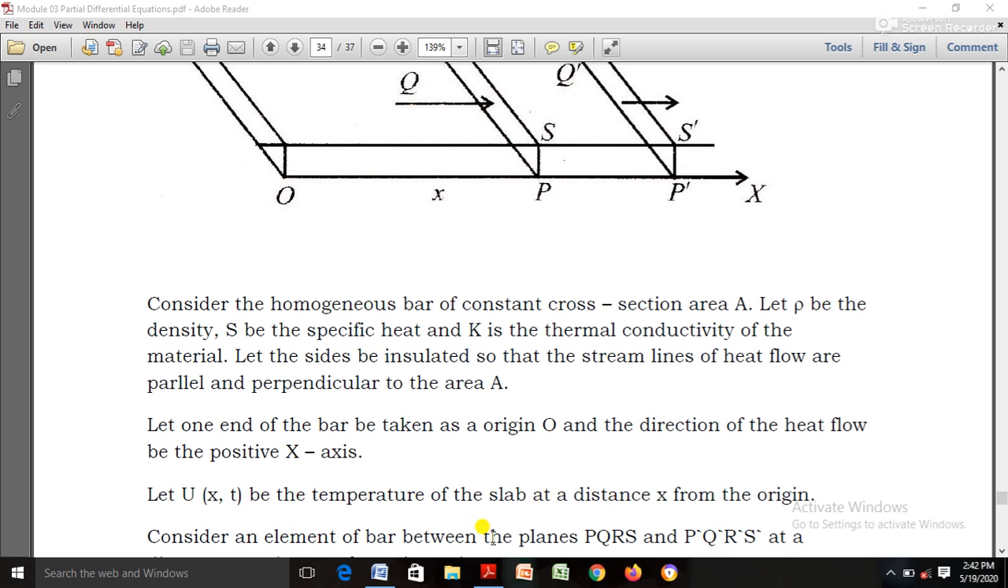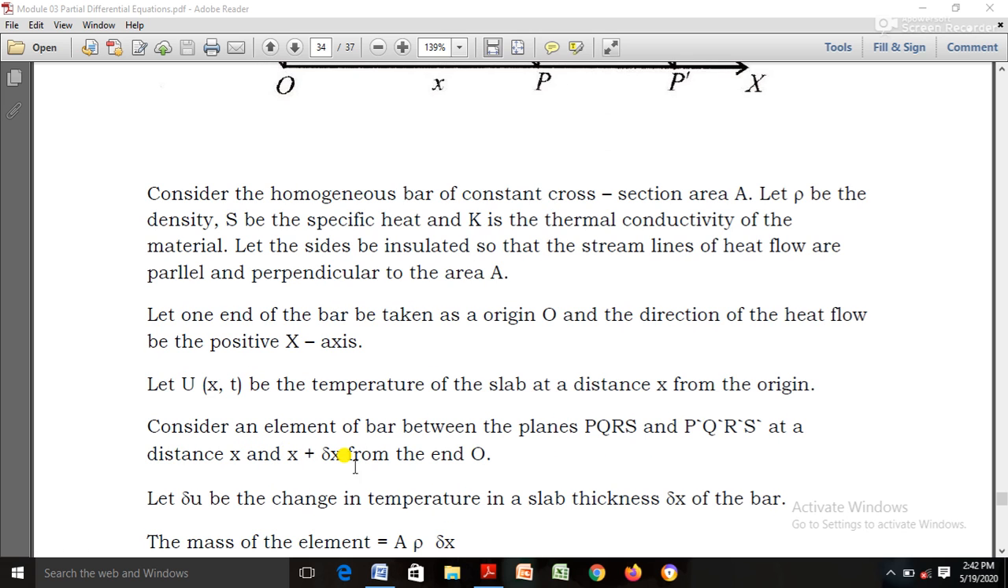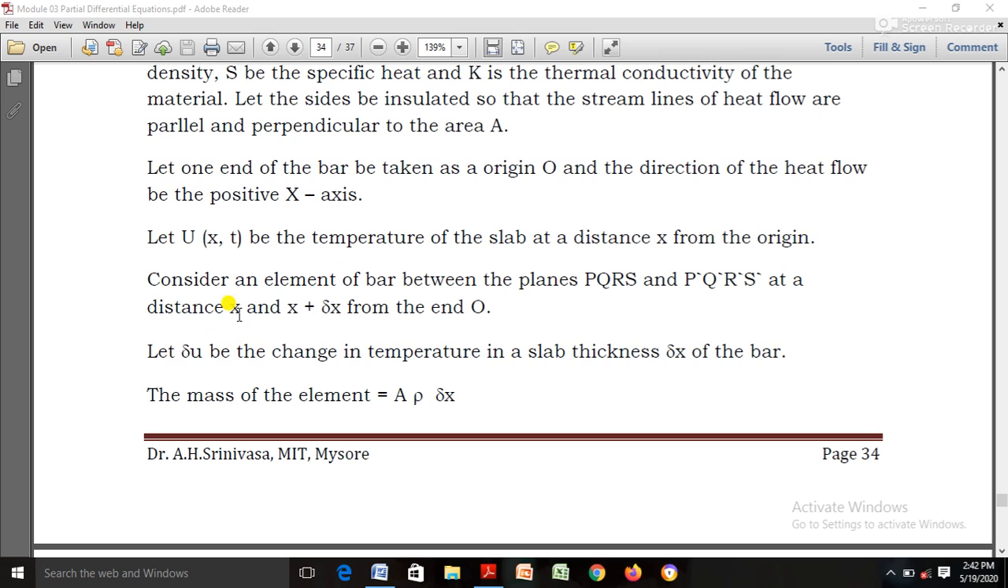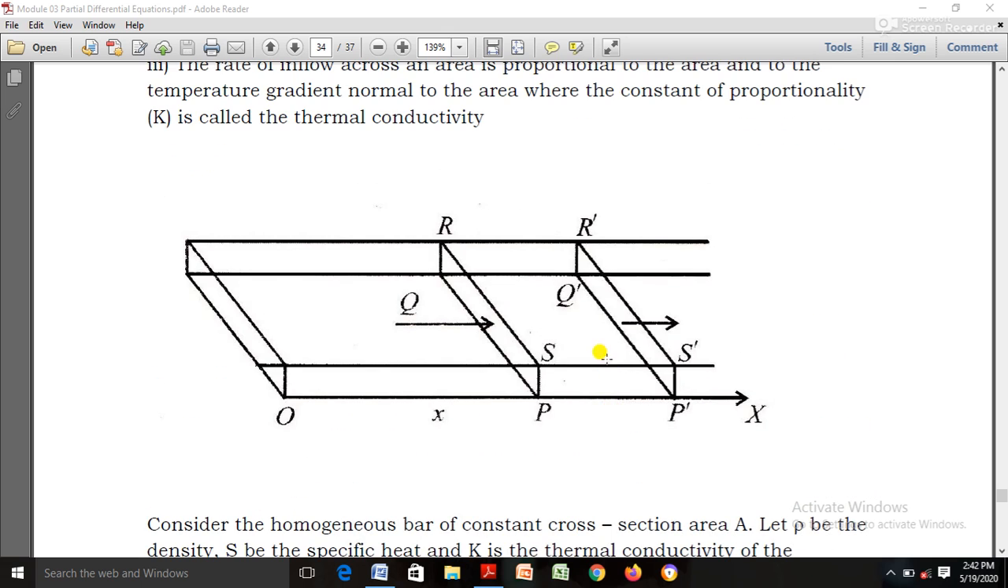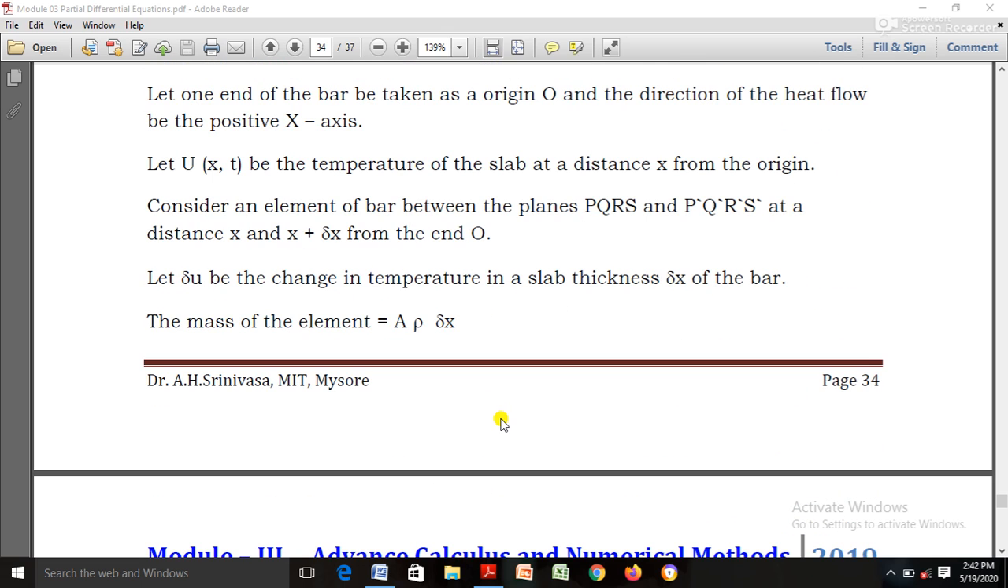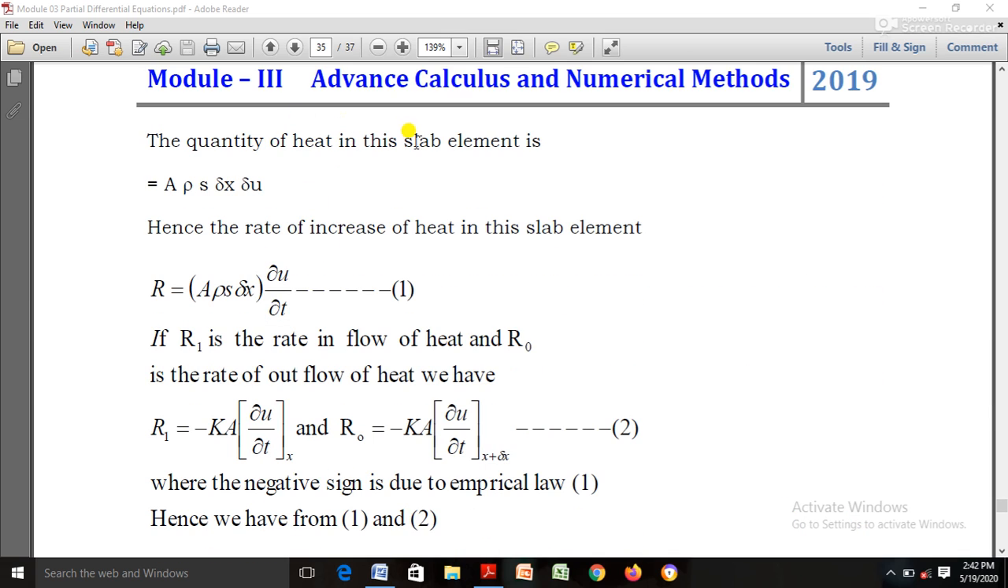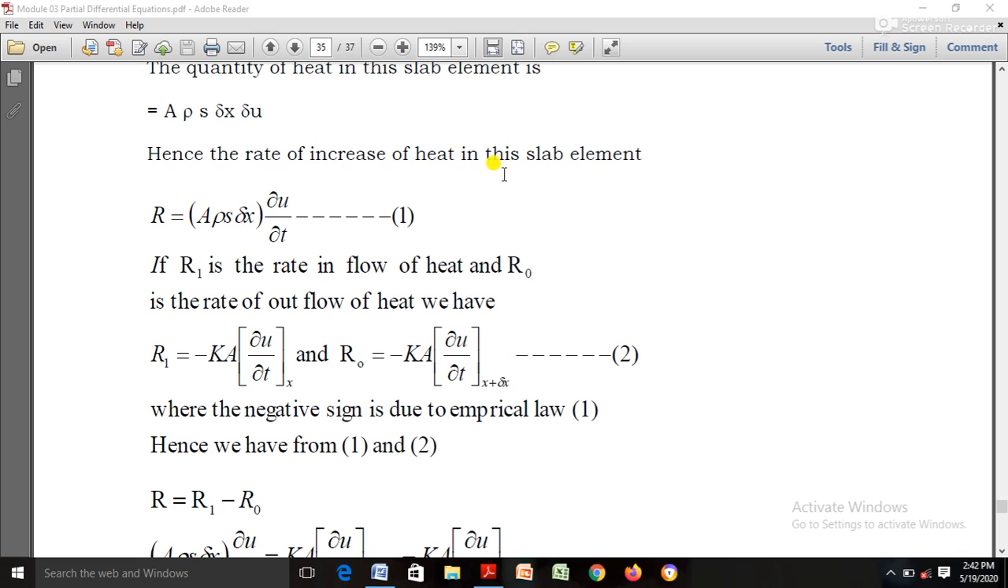Consider an element between the planes PQRS and P dash Q dash R dash at a distance x and x plus delta x from the end O. Let delta u be the change in the temperature in the slab thickness. Delta x here means heat storage. The mass of the element is given by A into rho into delta x. The quantity of heat in the element is A into rho into S into delta x into delta u. Hence, the rate of increase of heat in the slab is given by R equal to A into rho into S into delta x into dou u by dou t.